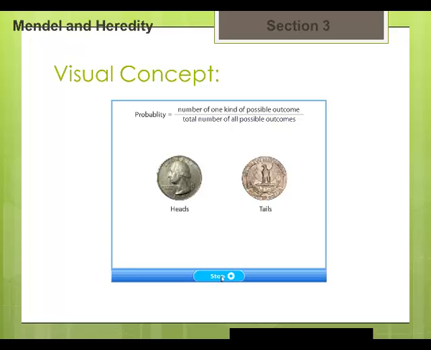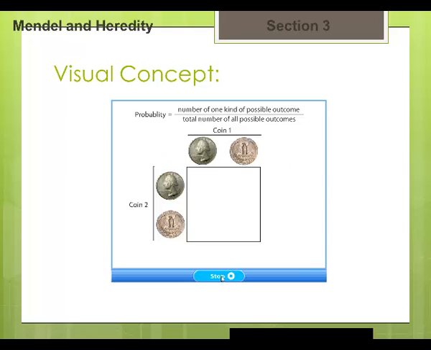For example, if you flip a quarter, it could land on heads or tails. What is the probability that it will land on heads? Landing on heads is one outcome out of the 2 possible outcomes, so the probability is 1 out of 2.